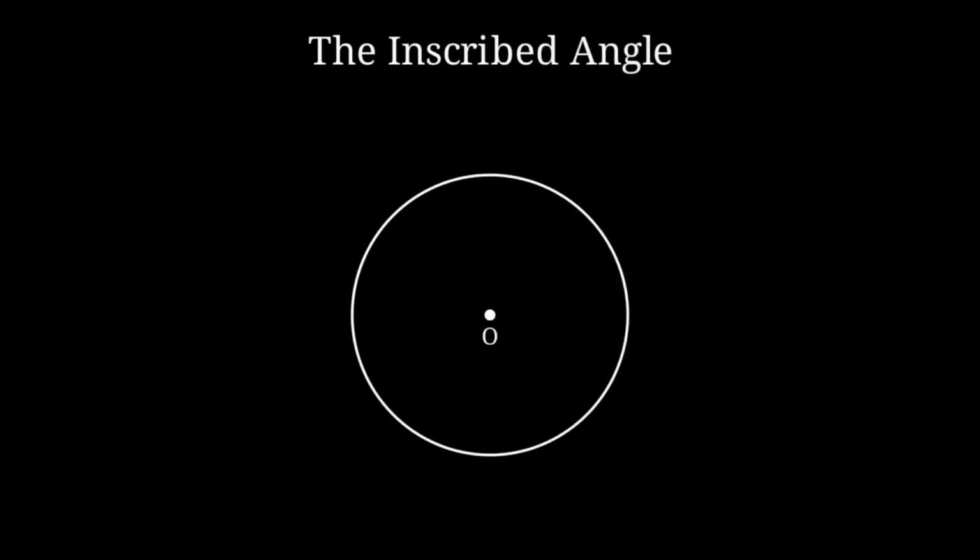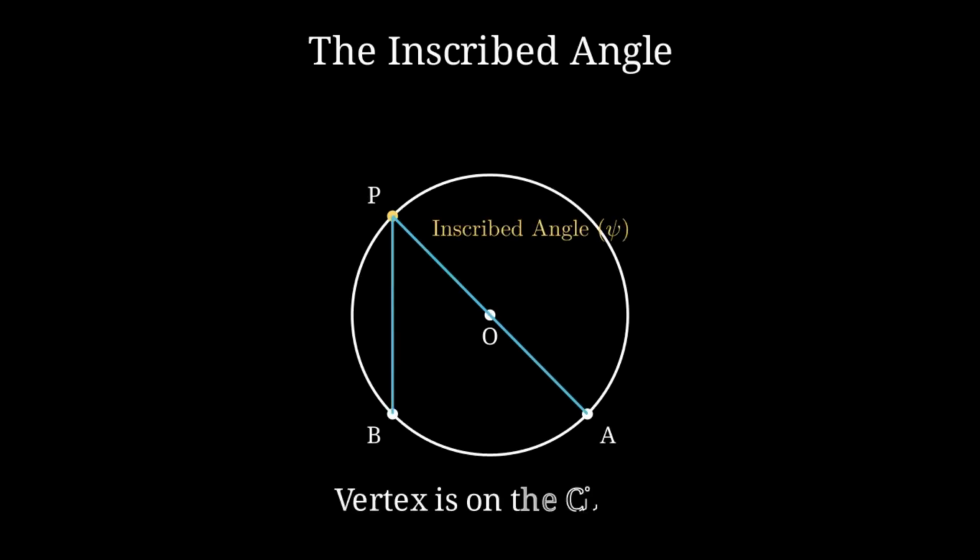In contrast, an inscribed angle has its vertex located on the circumference of the circle. While it subtends the same arc AB as our central angle, its position further back suggests a different measurement.